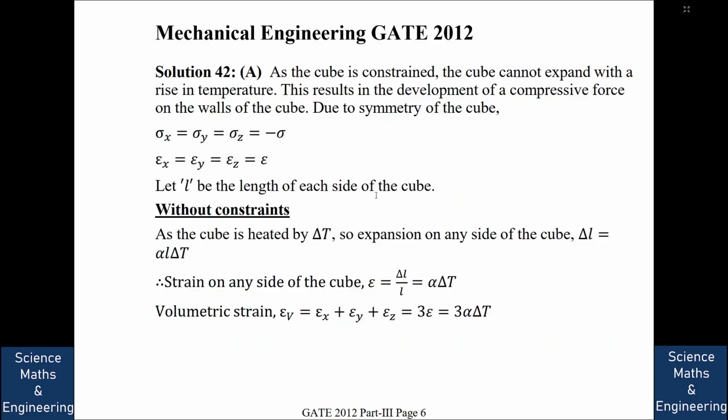So let L be the length of any side of the cube. Now without constraint, what would have happened? Delta L would be equal to alpha into L into delta T. So the strain on any side, epsilon, is equal to delta L by L, which is equal to alpha into delta T. Now volumetric strain would be equal to epsilon x plus epsilon y plus epsilon z, which is equal to thrice epsilon, so 3 alpha delta T.